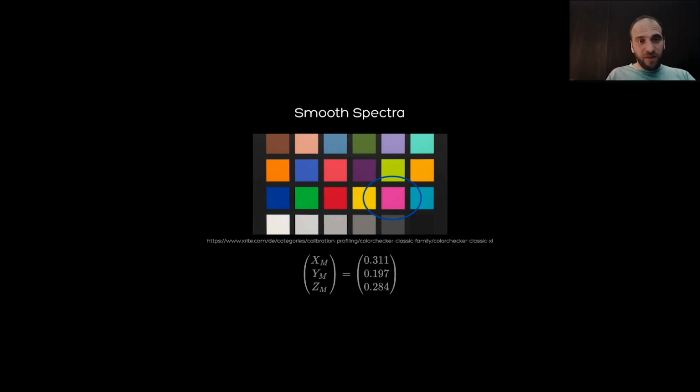We start with the magenta patch on a small X-Rite ColorChecker chart. We measure the XYZ values for this patch. So we got 0.311, 0.197, and 0.284.